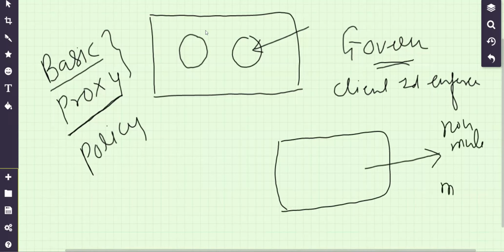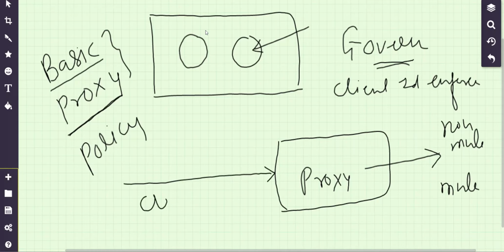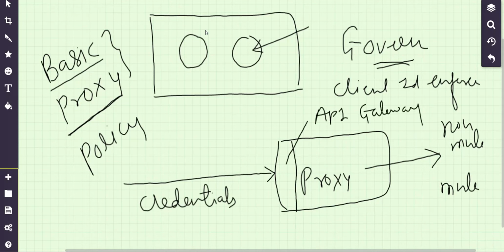or it can call a Mule API. Proxy has that ability to call any external or any internal API. Okay. Now I'm trying to hit this URL with the credentials. Okay. Now these credentials, with that, first the API gateway will come into the picture. The API gateway is the one controlling all the requests.